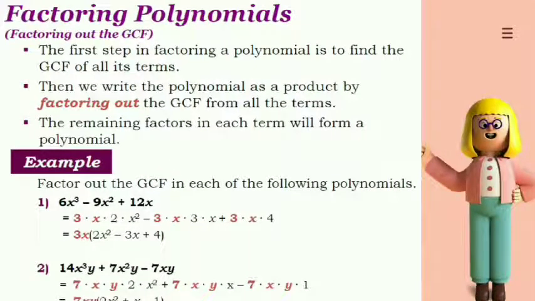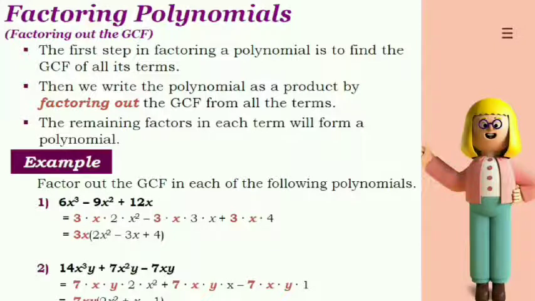Factoring polynomials by factoring out the GCF. The first step is to find the GCF of all the terms of the polynomial. Then we write the polynomial as a product by factoring out the GCF from all the terms. Next, the remaining factors in each term will form a polynomial.